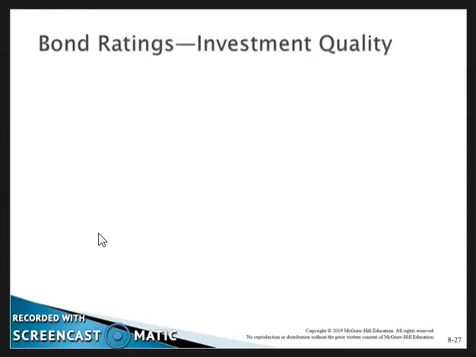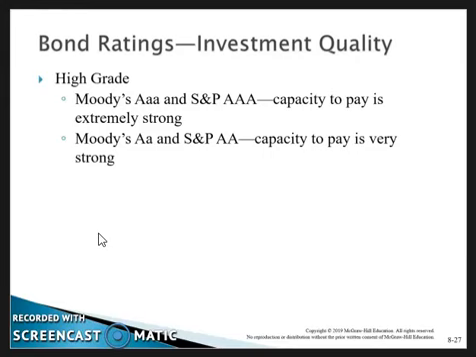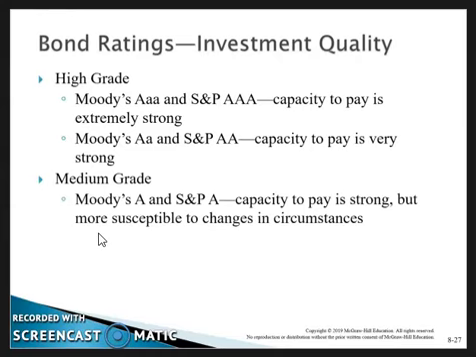Bond ratings. We have high grade bonds. In most cases, we're talking about AAA with Moody's or S&P, the difference being all caps on the S&P. These would be very high grade municipals. There are actually very few governments currently rated at AAA. The AA capacity is very strong, just slightly below that of a AAA. Medium grade would be the A level, again Moody's and S&P.